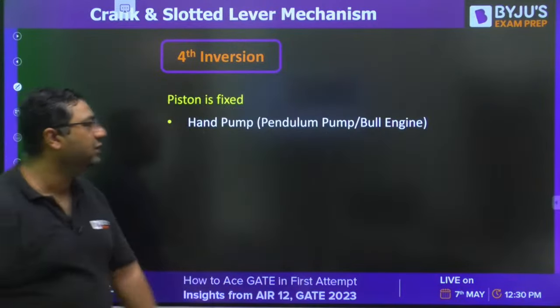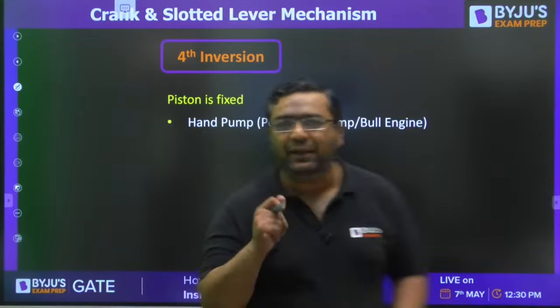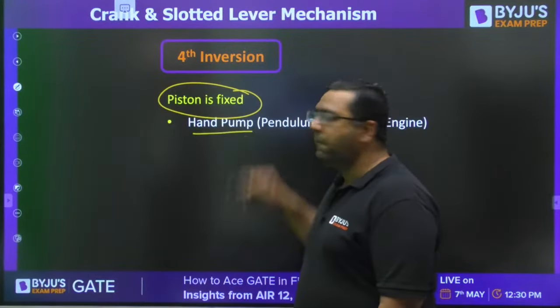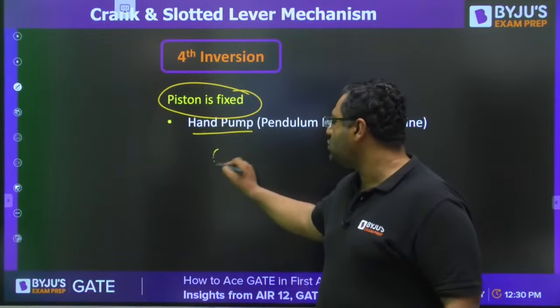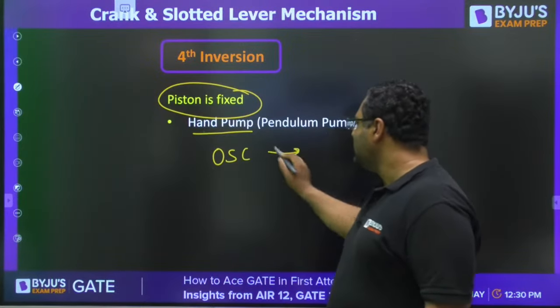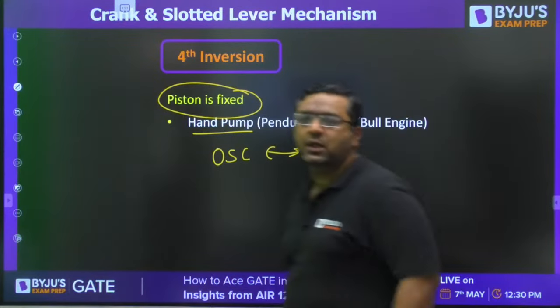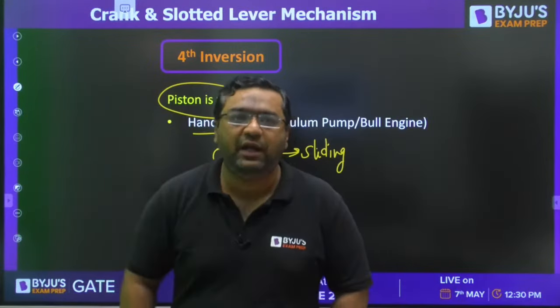Okay. Then moving to the last inversion, when you will be keeping the slider to be fixed, piston to be fixed, you will get hand pump. And here the motion will be oscillation and sliding. So you can see in all the four inversions, we are getting different types of relative motion.